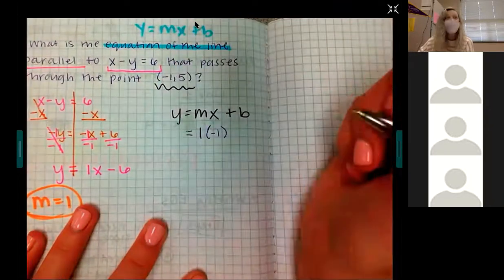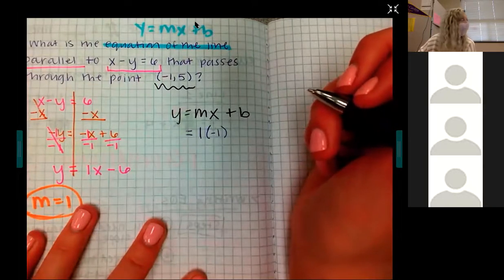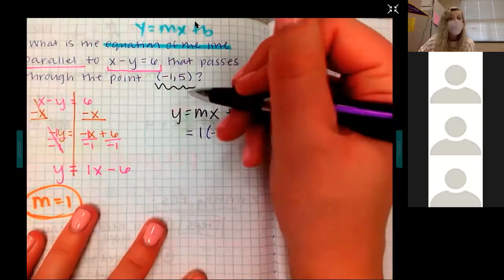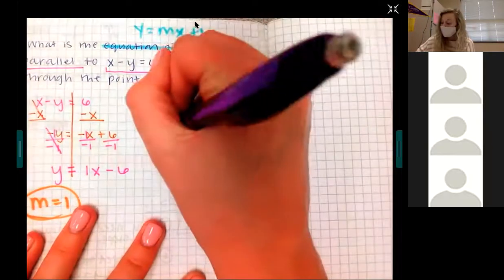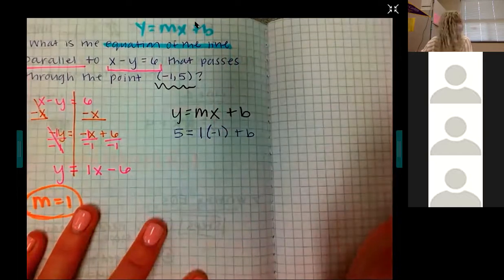Which means the 5 is the, not the base. No. What's the 5? It's a y. Good, because it's in an ordered pair. It's the second one in the ordered pair. That's the y. You can find the base now.